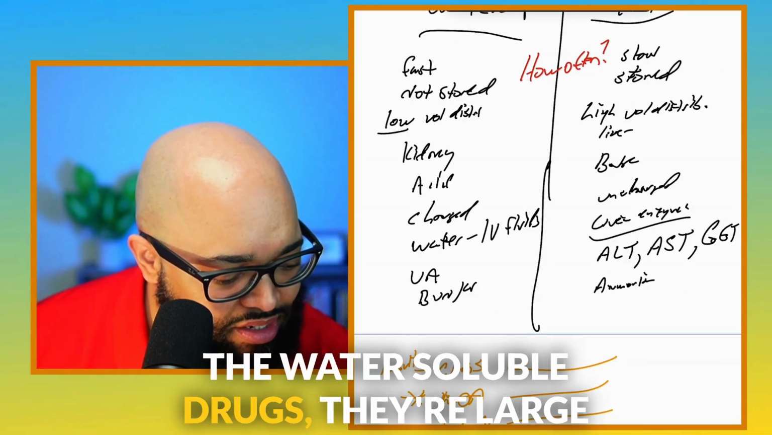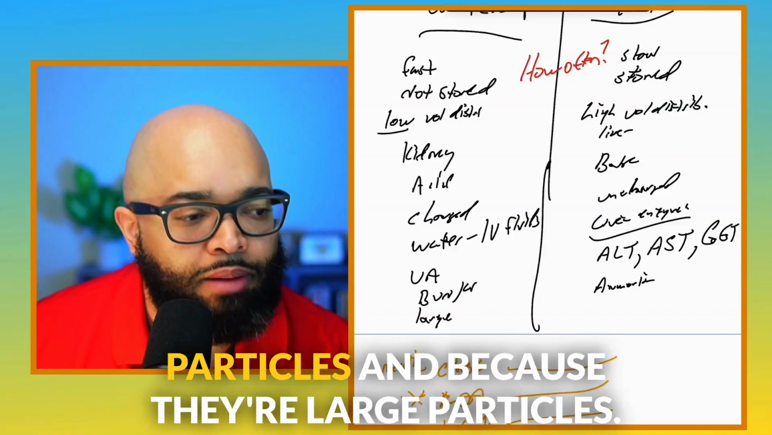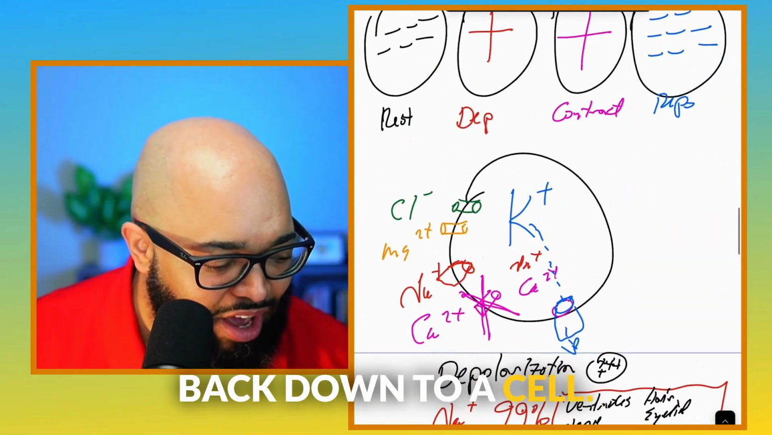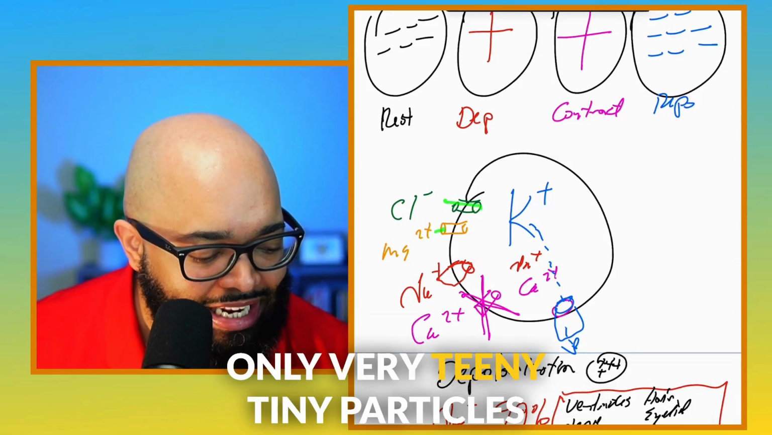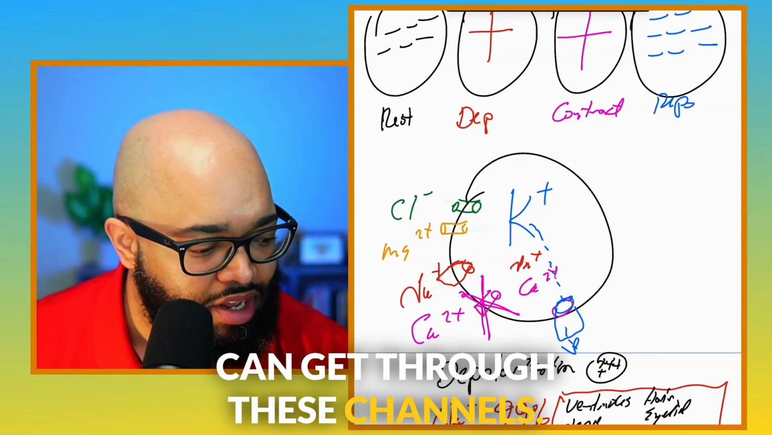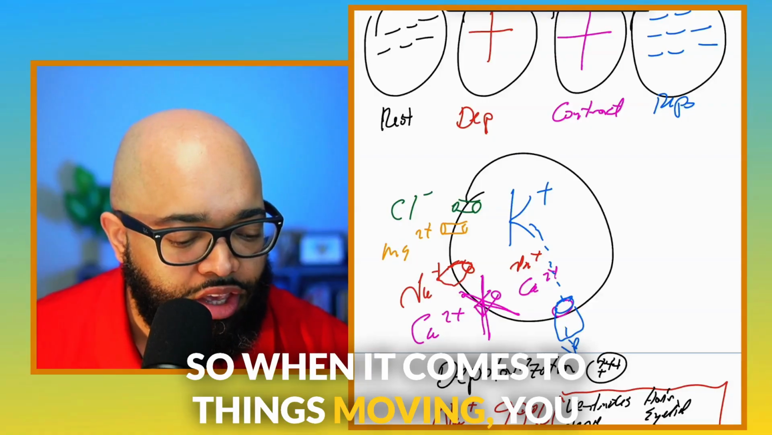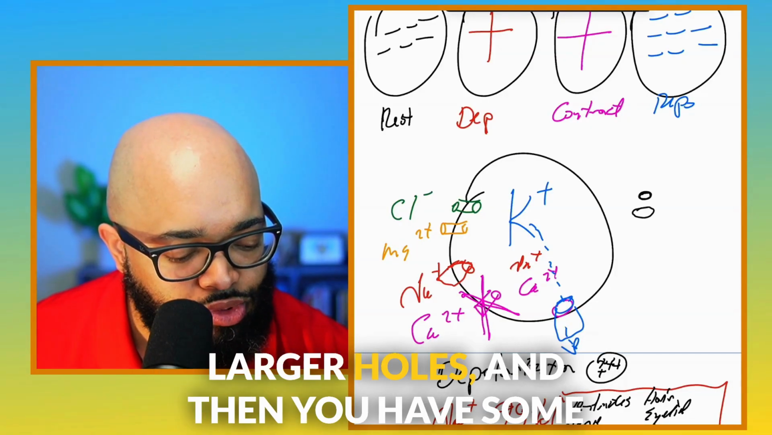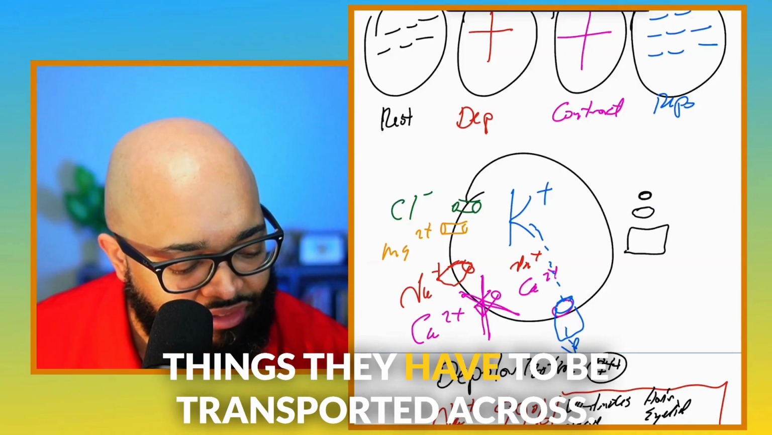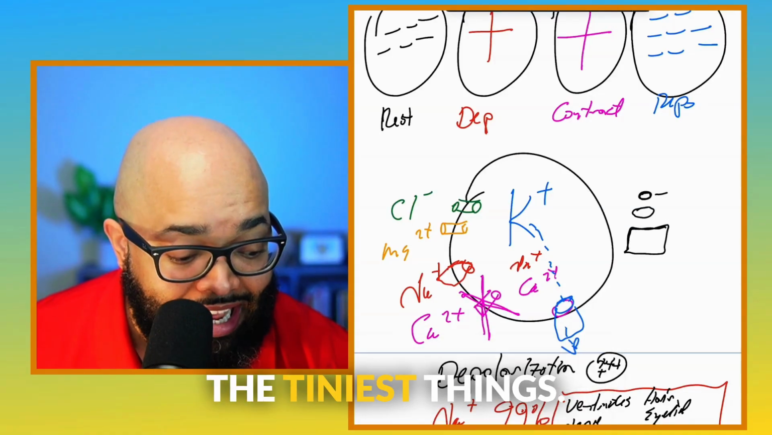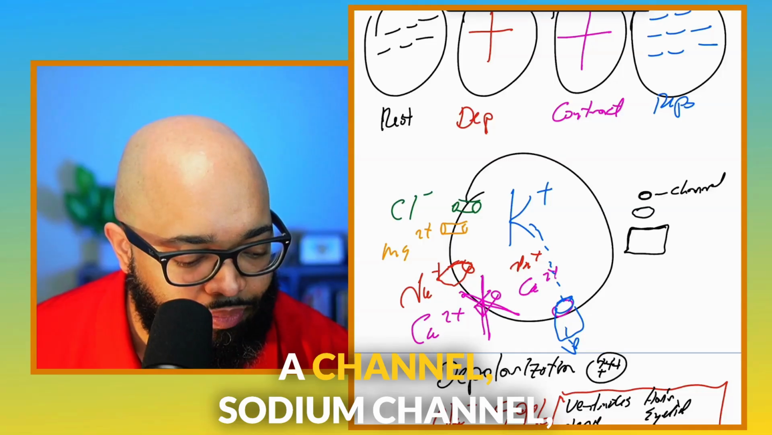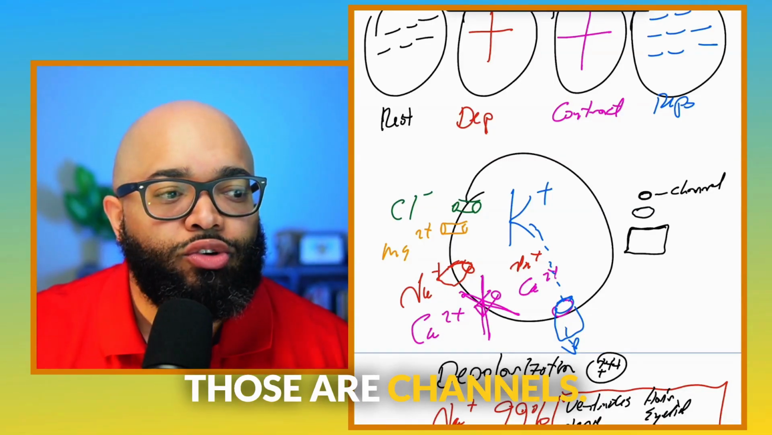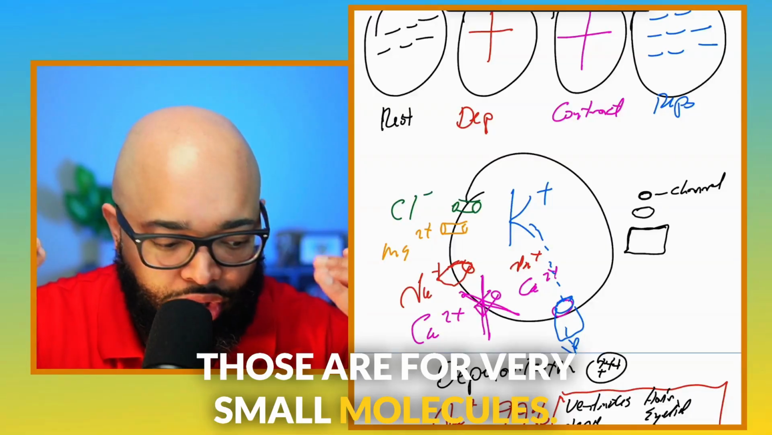So here's what else I want to show you. The water soluble drugs, they're large particles. And because they're large particles, remember all of this goes back down to a cell. Only very teeny tiny particles can get through these channels. So when it comes to things moving, you have very tiny things, and then you have larger holes, and then you have some things that have to be transported across. The tiniest things go through what's called a channel: sodium channel, potassium channel, calcium channel. Those are for very small molecules.